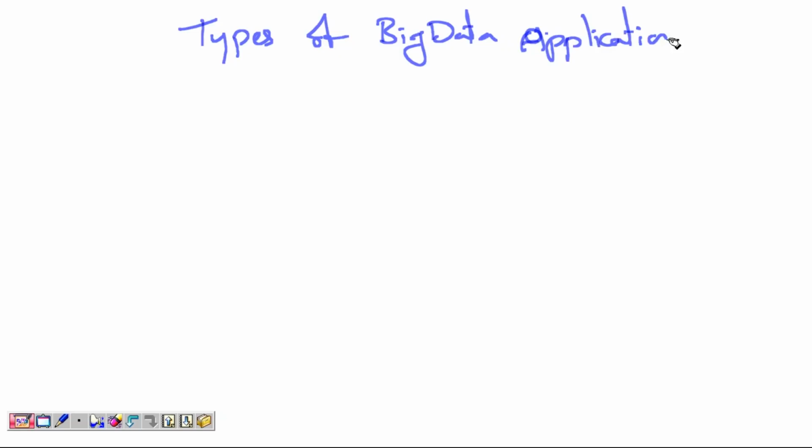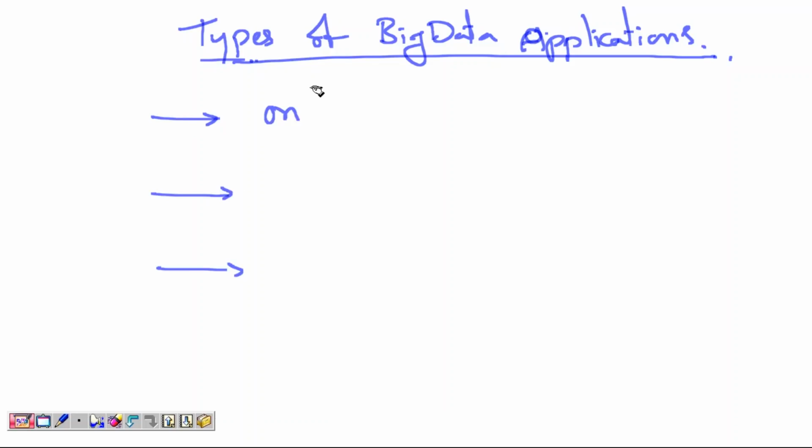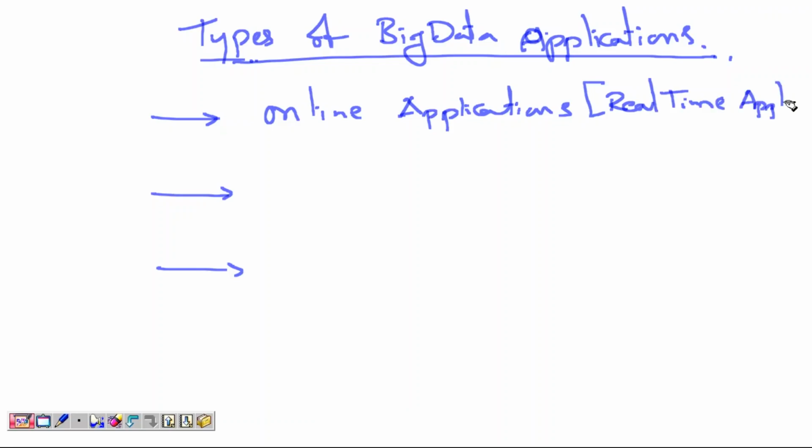Types of big data applications. If you look at this diagram, you will understand the things. Generally you can classify the things into three types. One is online applications. You can say these online applications are like real-time applications. That means on live, end users will be interacting with the applications. User interactive applications are called online.